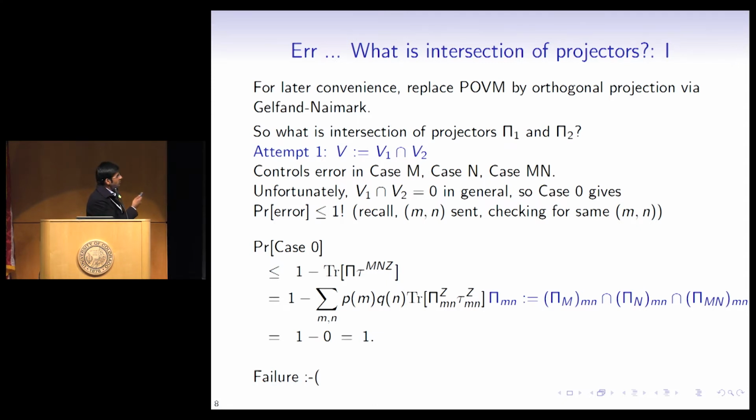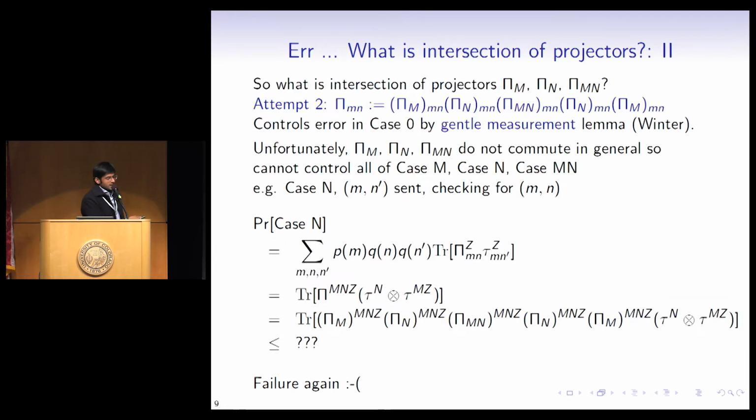So let's see. The probability of k is 0 in this case is 1 minus trace of pi times tau. We can expand these terms from the previous slide, and we'll plug in pi mn as the intersection of pi m, pi n, and pi mn. Since these do not commute, the second expression on the RHS is 0. So I get the probability of k 0 is 1. So we fail. This is not good for achieving the rate region.